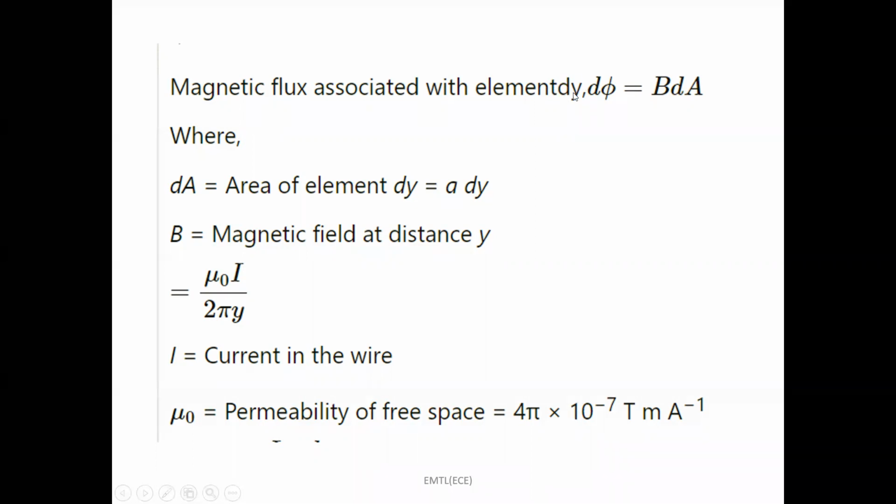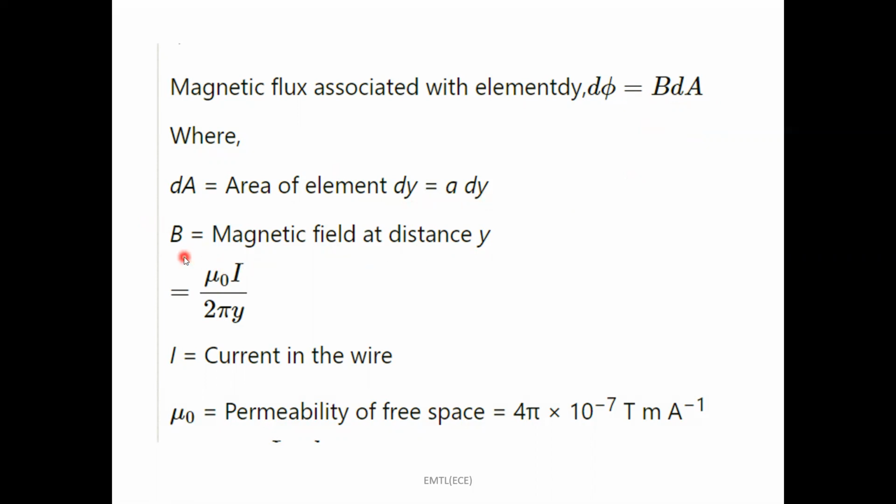Now, whenever a current is passed through the wire, a magnetic field is developed in the surroundings of this wire. Here we calculate the magnetic flux phi for this area dy. The expression is phi equals B into dA. So first we calculate the dA. dA means the smallest area element dy, that is length into breadth, a into dy.